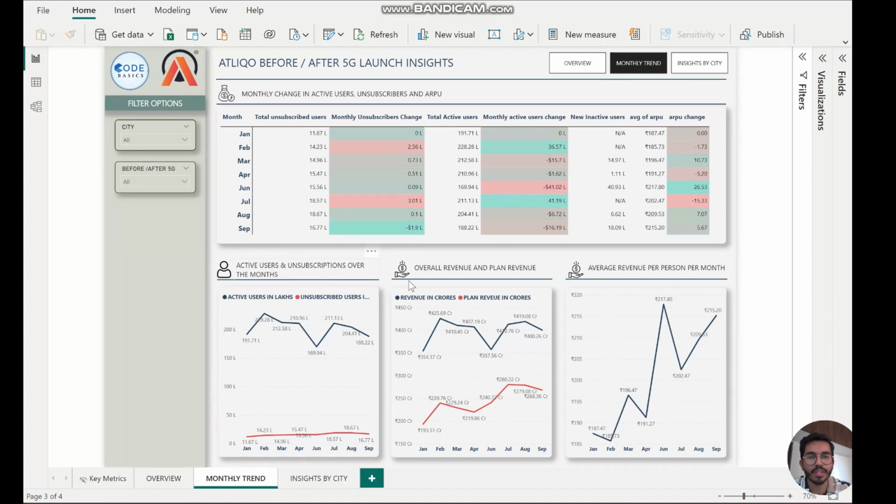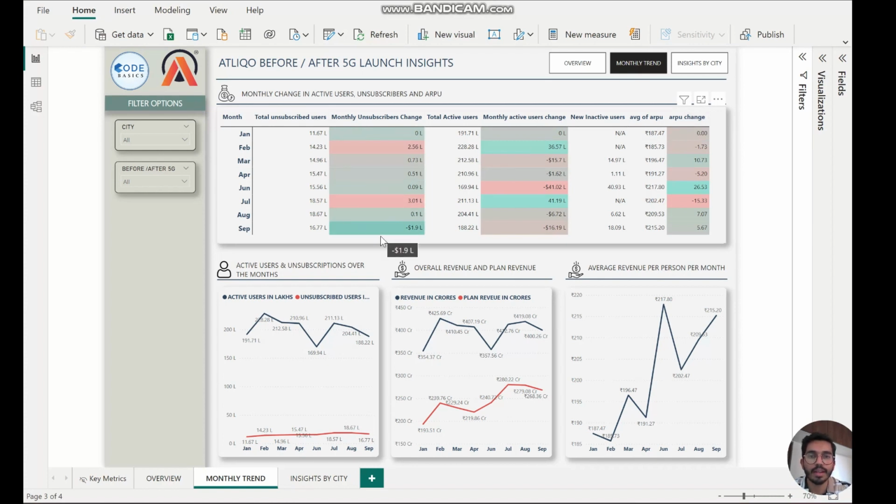So these 3 bottom charts were included in the presentation. It's about the active users and unsubscribers, overall revenue and planned revenue, and then the average revenue per person. This table is really important. I think it gives the difference through each month, the high and the low values of the differences between each month for the number of unsubscribers, active users, and average revenue per person.